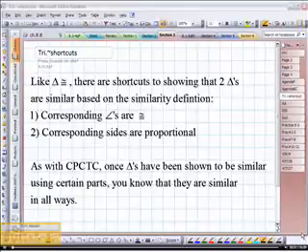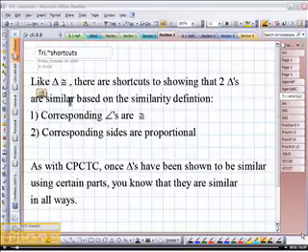Triangle similarity shortcuts. Like triangle congruency, there are shortcuts to showing that two triangles are similar based on the similarity definition. That is, corresponding angles must be congruent, so you have the same shape, and the corresponding sides are proportional. So same shape, it doesn't have to be the same size. And just like with SSS, SAS, ASA, and AAS, we have similar things for triangle similarity. Also, as with CPCTC, corresponding parts of congruent triangles are congruent, which we have for triangle congruency. Once triangles have been shown to be similar using certain parts, you know that they're similar in all ways.